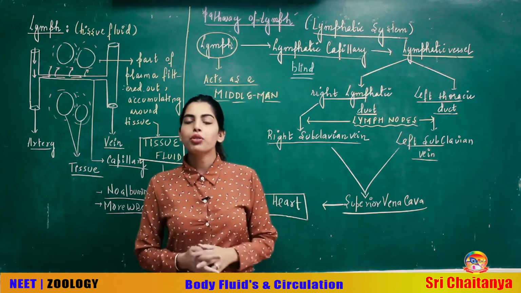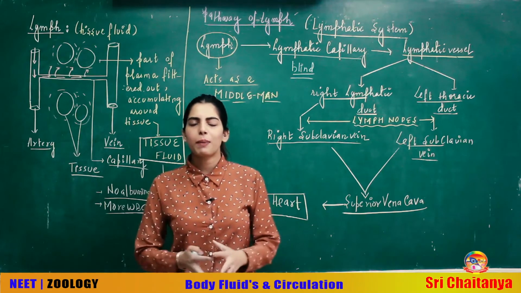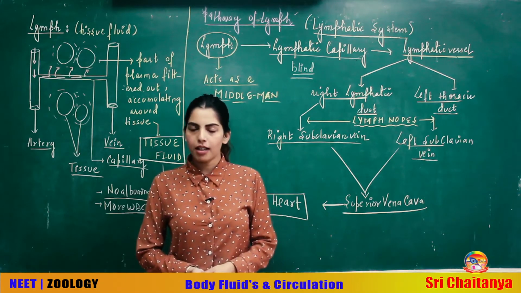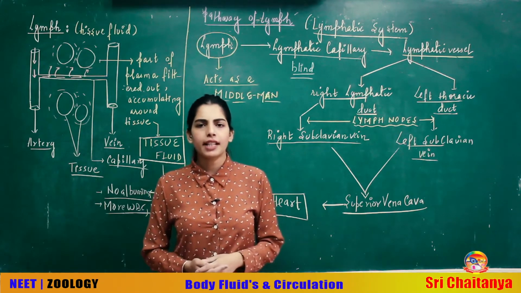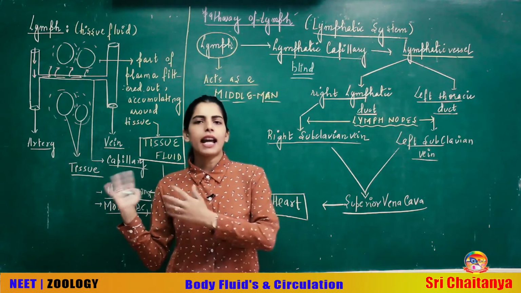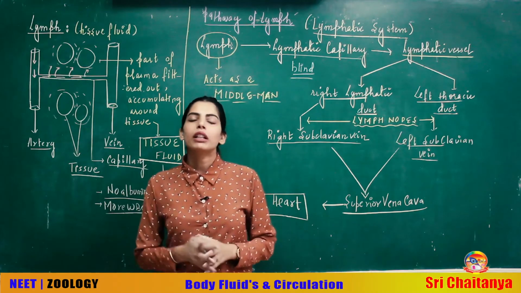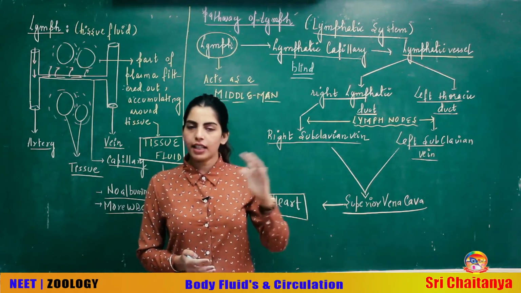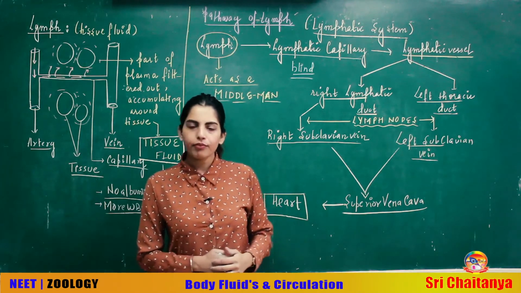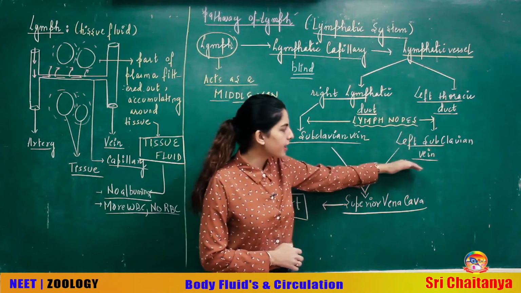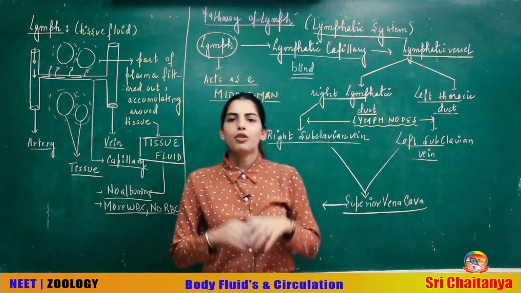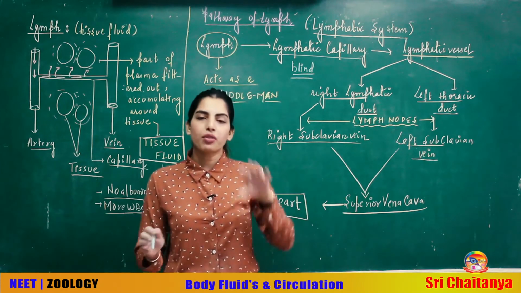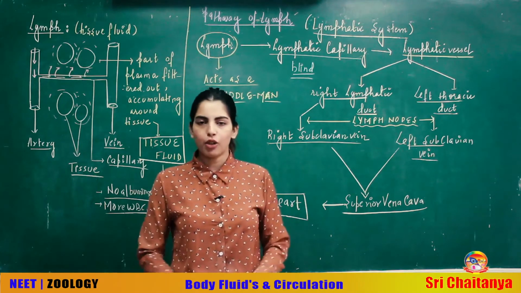But before you send this lymph into the respective veins, into the blood, it is having different antigens as well, because it was in contact with the tissues. So you need to filter it out. Before you send the lymph from the right lymphatic duct into the right subclavian vein, and from the left thoracic duct into the left subclavian vein, you filter it using the lymph nodes which are present at several sites in your body.